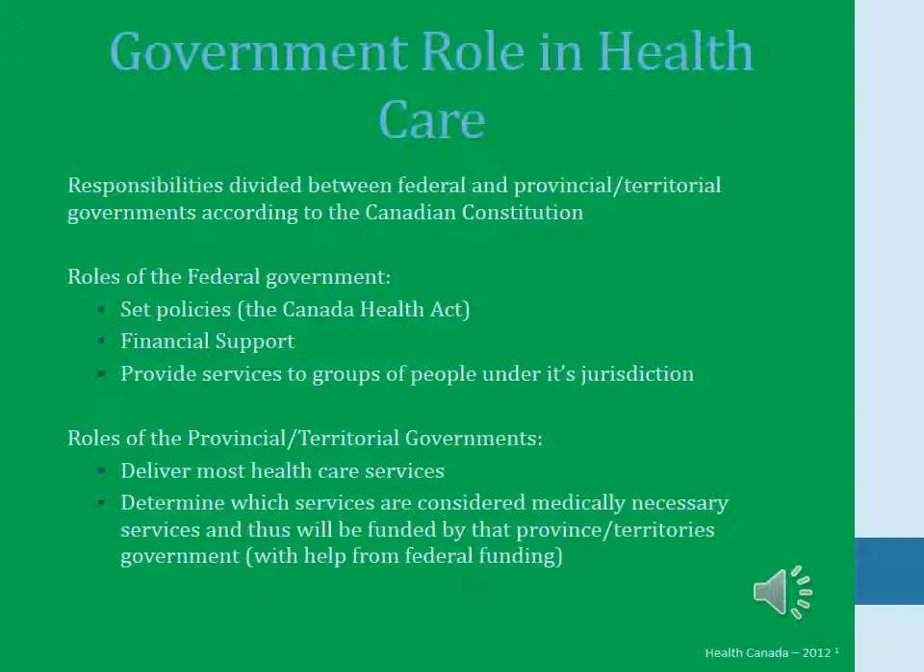The role of the government in healthcare is divided between federal and provincial government, according to the Canadian Constitution. The roles of the federal government include to set policies, like the Canada Health Act, offer financial support to the provinces and territories, and provide services to groups of people under its jurisdiction. Groups of people under its jurisdiction include First Nations people living on reserves, the Inuit, people serving in the Canadian Forces, veterans, inmates in federal prisons, and some groups of refugees.